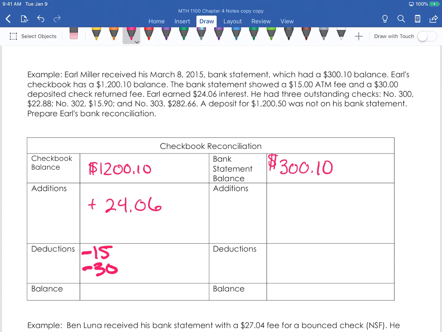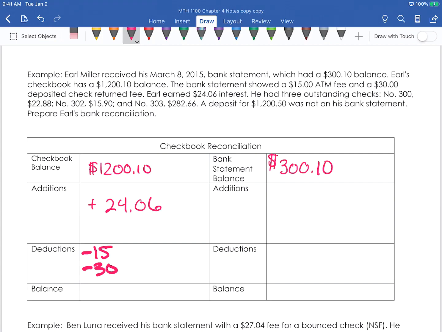Now it says he has 3 outstanding checks. Check number 300 for $22.88, check number 302 for $15.90, and check number 303 for $282.66. So that means he wrote these checks, he recorded it in his checkbook balance, but the bank hasn't processed them yet. So we want to make sure that this goes in the bank column, and since this is a deduction, since it's coming out of his account, we want to make sure we subtract these.